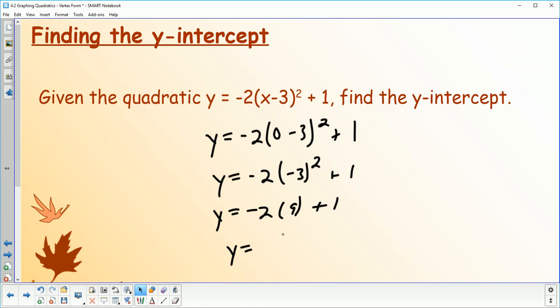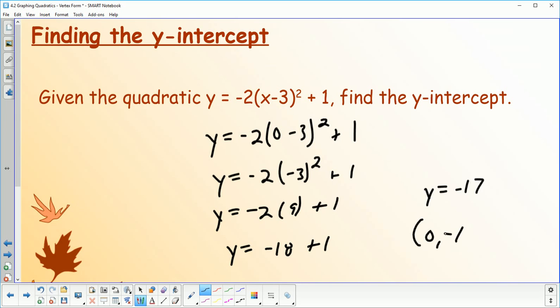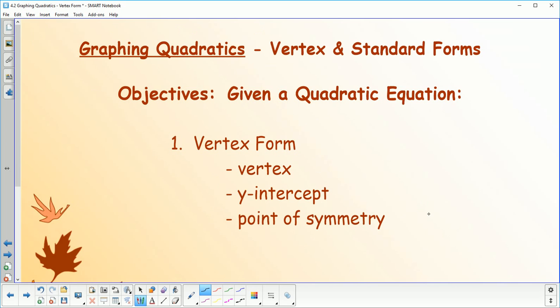And negative 2 times 9, continuing to follow my order of operations, I get negative 18. And negative 18 plus 1 is going to give us negative 17. So my y-intercept is 0, negative 17. That would give us our y-intercept. So we found both our vertex and our y-intercept.